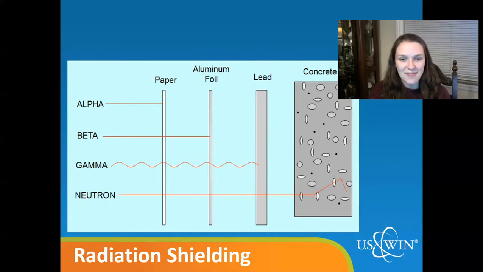Gamma rays can pass through the human body. They are shielded by dense materials like lead or concrete. And the last type of radiation is neutrons, which are strong. They can penetrate through the human body, and they're best shielded by materials that contain hydrogen atoms like concrete or water.